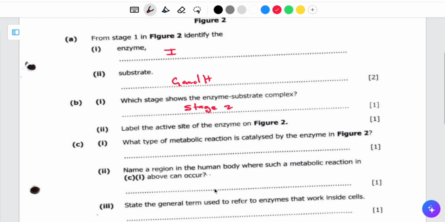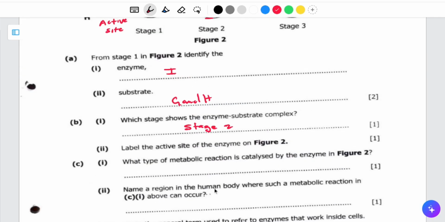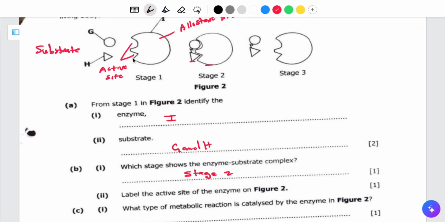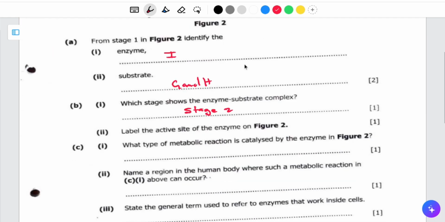Then the other question: we have to label the active site of the enzyme, which I've already labeled, which are these two parts. You can identify all these parts here as active sites also.